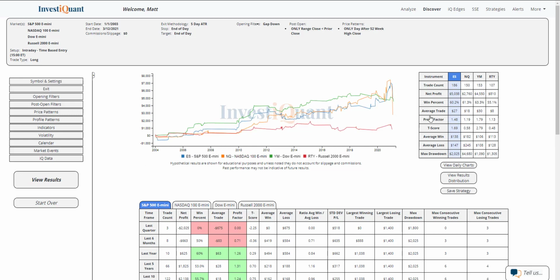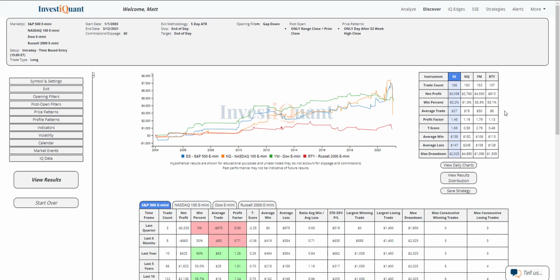If we look at the win rates on them, you'll see the S&P coming in at 60% of those 186 samples have ended up closing higher than the 3 p.m. price. For the NASDAQ, 61%, for the Dow, 63%, and the Russell, 55%. So all four of these are at least mildly bullish here on the win rates as an entry at 3 p.m. and an exit at 4:15 p.m.